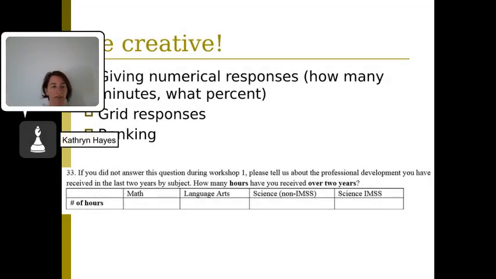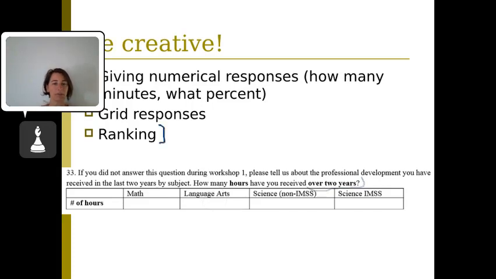You may also ask for specific numerical responses. So as an example, I can ask, please tell us the professional development you received in the last 2 years by subject. How many hours have you received over 2 years? And so the person can write down the hours for math, language arts, science, etc. Okay, and note that I'm very, very specific here. Not just how many hours of professional development you received, but how many hours over 2 years. And I try to really bold that so that they understand exactly what is being asked.